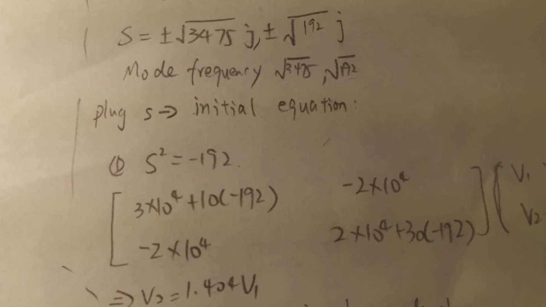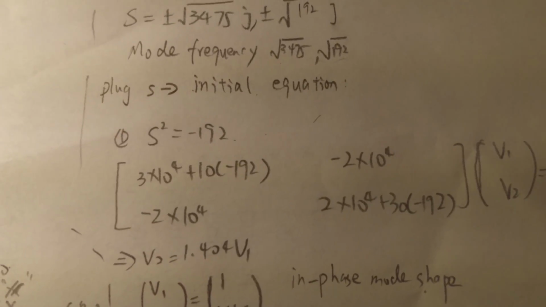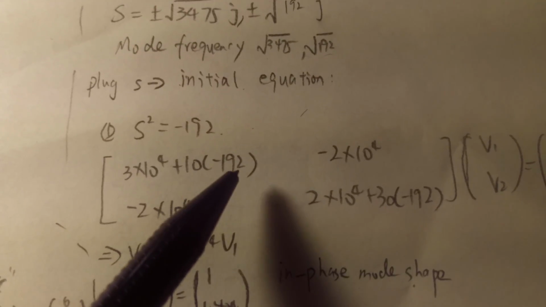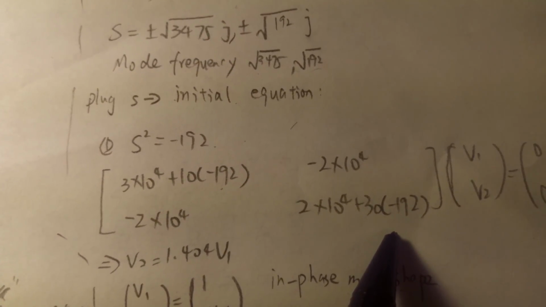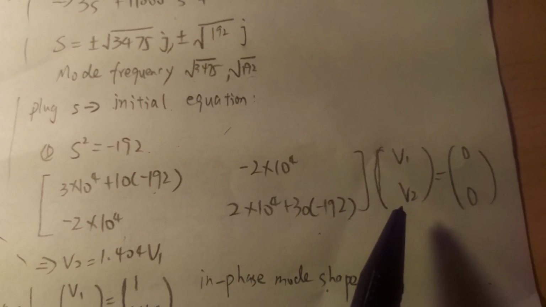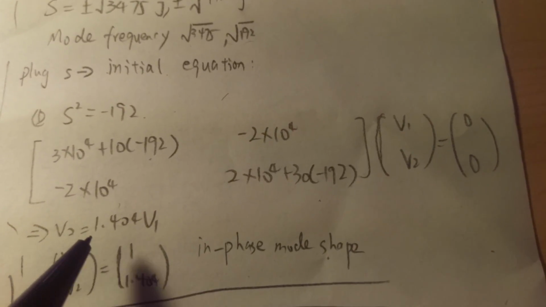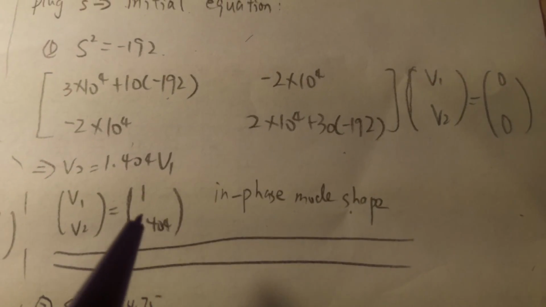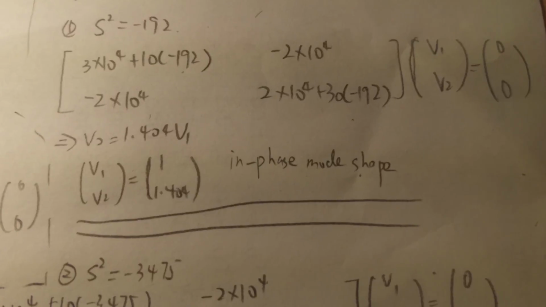Then we plug s into the initial equation. As we plug in s squared equals minus 192, this is where s squared is, and this is where s squared is, as we showed in the equation before for the matrix. Then we can solve for the v vector using this matrix. Then we get v2 equals 1.404 v1. Then we can get the matrix here. This is called the in-phase mode shape.